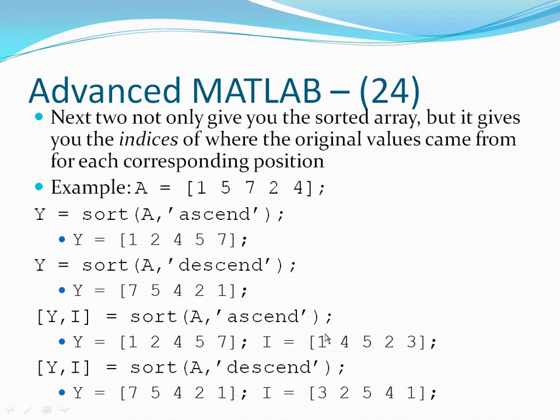And then you can do the same thing for descend. So what will happen is that this 7 came from location 3 of the original. That's where it goes. And then you have the number 5, which came from location 2. The number 4 came from location 5, and so on and so forth. All right? And that's it.